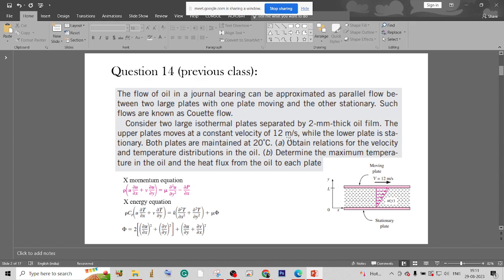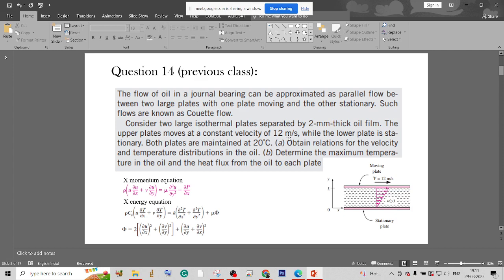There is a flow of oil in a journal bearing, which can be approximated as a parallel flow between two large plates, with one plate moving and the other plate stationary. In a bearing, one plate will be moving only, so we can consider it as plate flow. Consider two large isothermal plates separated by a 2 mm thick oil film, and the upper plate moves at a constant velocity of 12 meter per second while the lower plate is stationary. Both plates are maintained at 20 degrees Celsius.